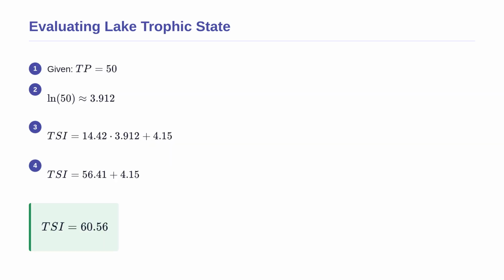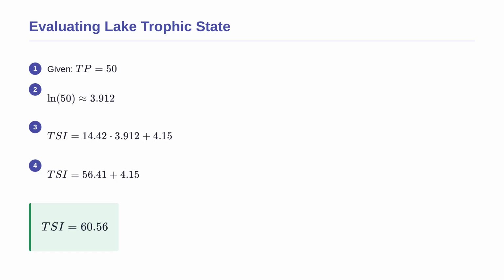Let us evaluate a lake located near a large agricultural farm to see this index in practice. Water samples reveal a total phosphorus concentration of 50 micrograms per liter. We need to calculate the TSI to see if fertilizer runoff has damaged the lake. First, we take the natural logarithm of 50, which a calculator tells us is approximately 3.912.